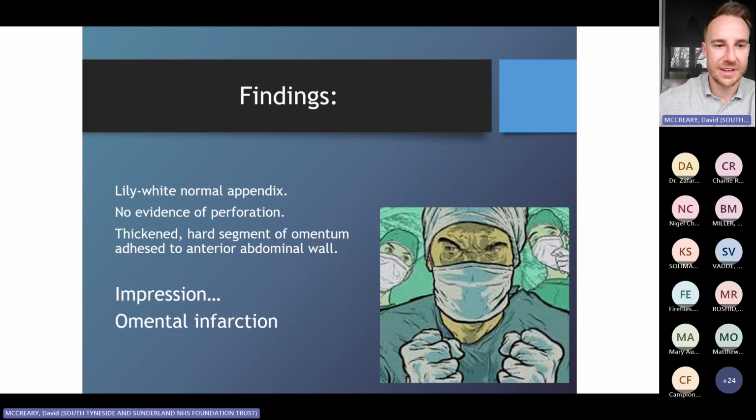Normal appendix, no evidence of perforation, but he actually had this really common diagnosis, not a mental infarction, extremely rare. It could clearly catch you out. And I think what happened here is that the parents were really pleased overall that we'd advocated for this child, and he had pain, he was no better, he was in a lot of pain, and clearly he needed some surgical attention.